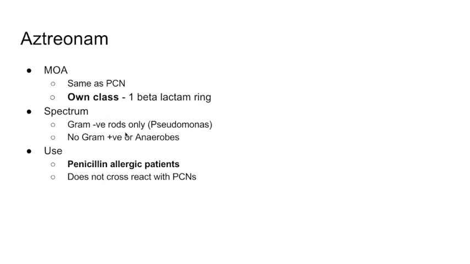It's used for gram-negative rods, mainly Pseudomonas. The biggest thing that I would remember about Aztreonam is that it's used for penicillin allergic patients. So if you have a patient with a true allergy to penicillin, you can give them Aztreonam because it doesn't cross-react with the penicillins. And the reason for that is that it has only 1 beta-lactam ring.